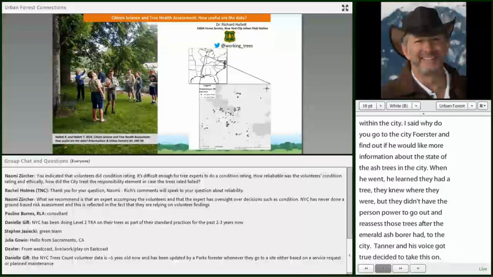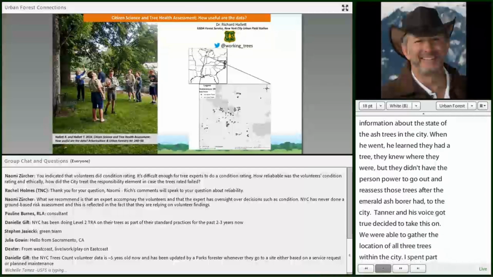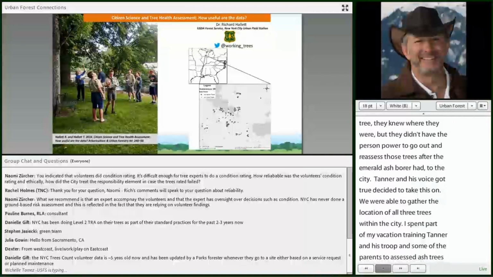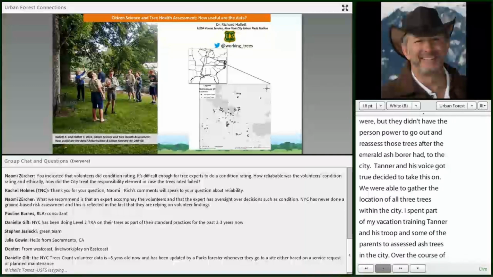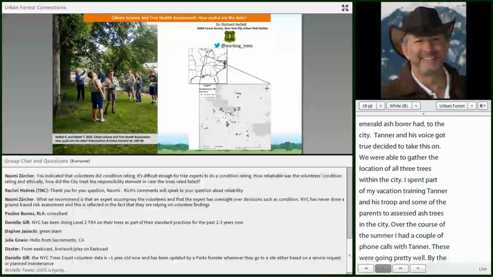And I spent part of my vacation training Tanner and his troop and some of the parents to assess ash trees in the city. And over the course of the summer, I had a couple of phone calls with Tanner, and things were going pretty well. And by the end of August, he said, yeah, Uncle Rich, we're done with this project. We've got all of the data.